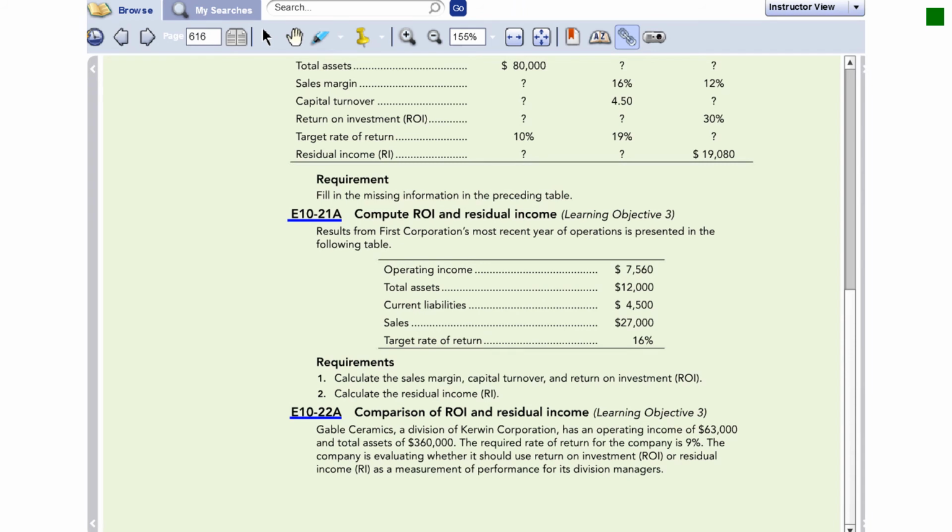Okay, so this is exercise 10-21A. I wanted to walk you through another one on ROI and residual income. So again, they've given you operating income, total assets, current liabilities, sales. Here's your targeted return of 16%. They want you to do sales margin, capital turnover, your ROI, and then they want you to calculate again your residual income. So basically, just like the previous slide, you go through your formulas on ROI. You can also use sales margin times your capital turnover to get your ROI, and we'll show you those calculations on the next slide.